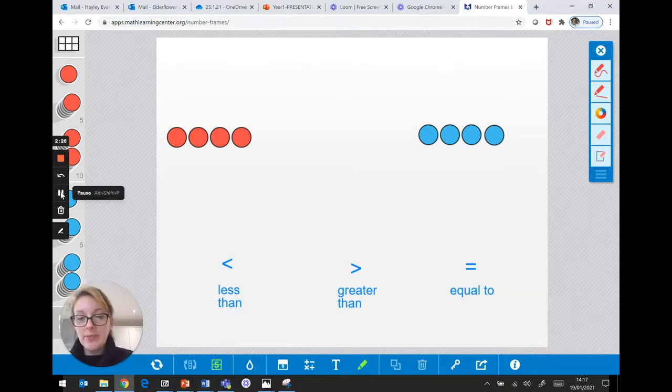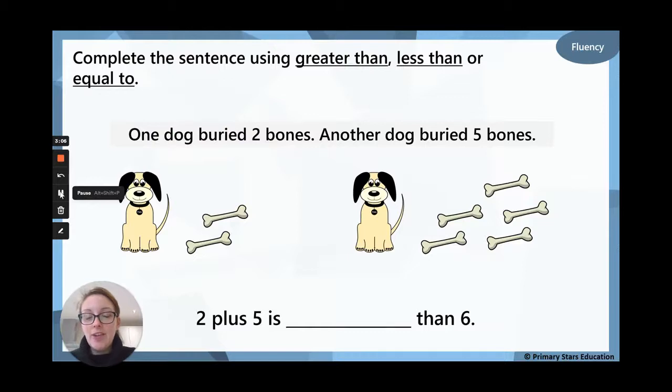Okay, so again, some red counters and some blue counters. So look carefully, how many red, how many blue? Do I need to put the less than, greater than, or equal to symbol in between these two amounts? Okay, well done if you said equal to. If you counted carefully, you would have seen there are 4 red counters, 4 blue counters, the same amount. So 4 is equal to 4. Well done.